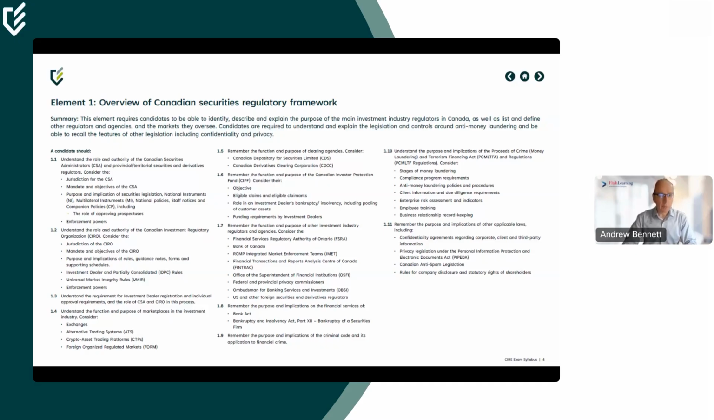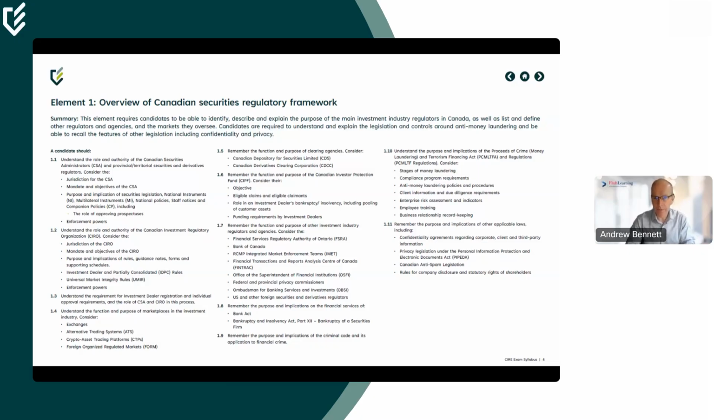We'll start with element 1. We'll have a look at 1.1. So 1.1 says, understand the role and authority of the Canadian Securities Administrators and provincial territorial securities and derivatives regulators. Consider, and then there's a list of bullet points.